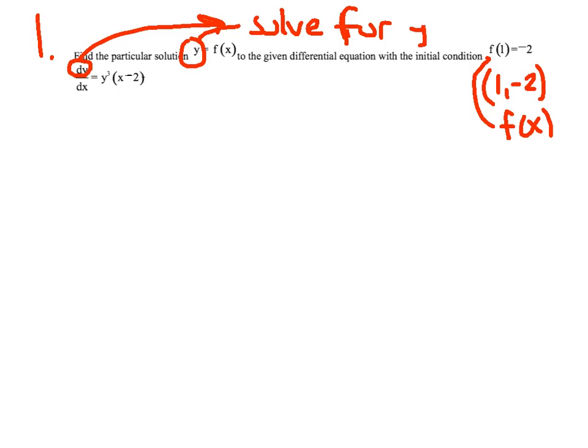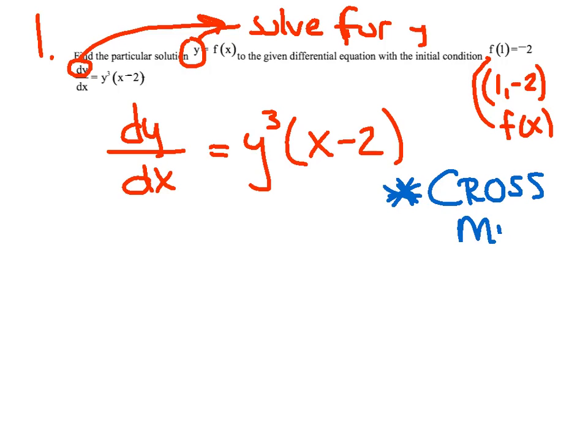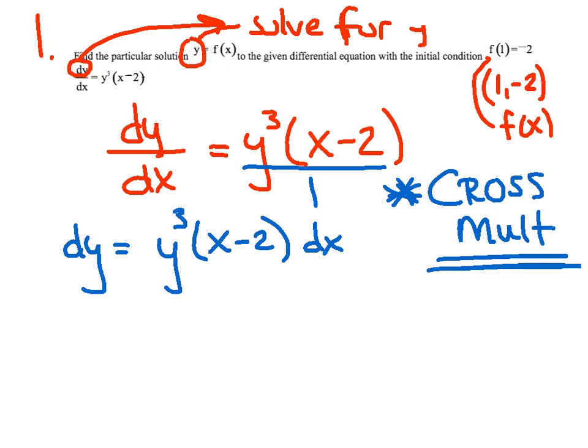All right, so we are ready to begin. Let me just re-jot this equation down. dy/dx equals y cubed times the quantity x minus 2. The first note I want you to put in your book is that your first step should always be to cross multiply. Remember, our goal is to separate the variables. So we're going to cross multiply to do this. You can easily put this over 1 if you don't have a fraction. So dy equals y cubed times the quantity x minus 2 times dx.